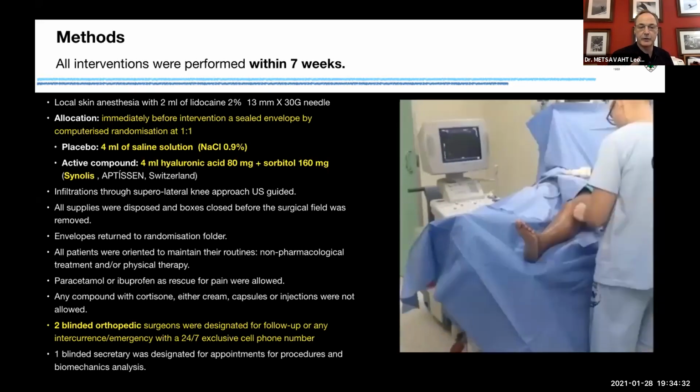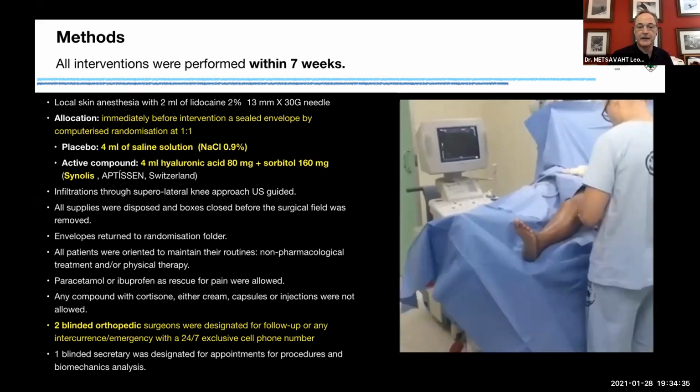Two blinded orthopedic surgeons were designated for follow-up or any intercurrence or emergency, with a 24/7 exclusive cell phone. So these doctors didn't see the randomization. They were not in the procedure room, but they had instructions to help if a patient had any kind of fever or redness on the knee, etc. And one blinded secretary was designated to make all the appointments for the injections and for the 3D biomechanic analysis.